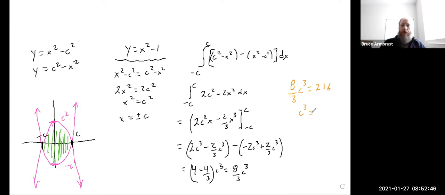All right, so that means c cubed is going to be 3/8 of 216. Does that go in? 27 times, oh, nice. So 27 times 3 is 81. So that's c cubed equals 81. So c is going to be the cube root of 81, which I believe is 3√3, or 3 cube root of 3. So if we want this area right here to be 216, we have to make sure that c is 3 cube roots of 3.